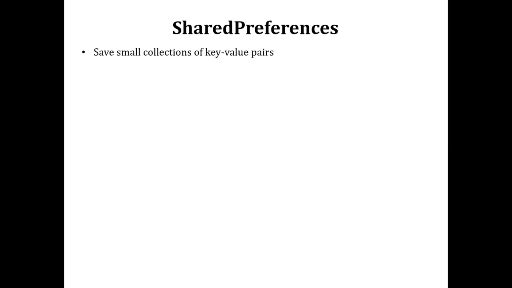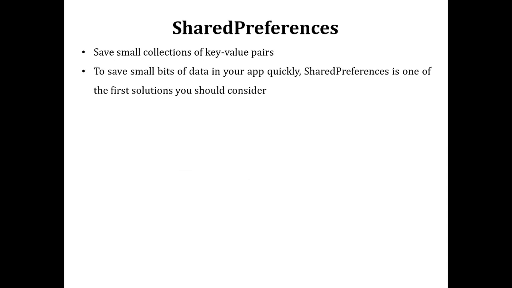What are shared preferences? Basically, shared preferences are used to save a small collection of key value pairs. Those key value pairs will be stored inside a single file. A single file will be utilized to store these key value pairs. If you want to save a small amount of data in your application quickly, shared preferences is one of the first solutions you should consider.